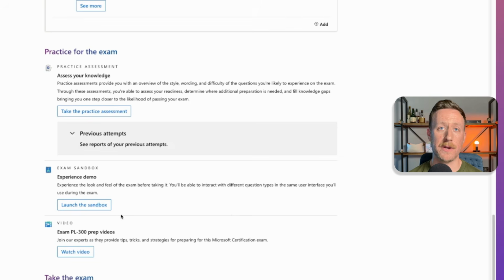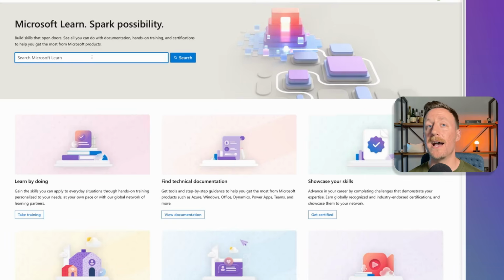I also recommend going through the exam sandbox on the Microsoft Learn page for the PL-300 prep. The sandbox allows you to experience what the testing environment is like and gives you sample questions for the different types of questions that they ask on the exam. On that note, the Microsoft Learn page has a ton of helpful and relevant resources related to the exam, but more on that later.